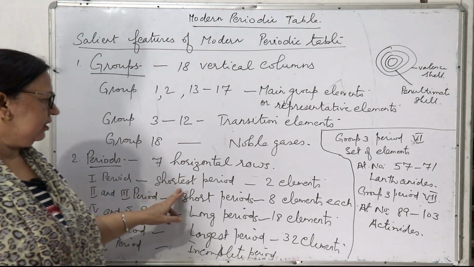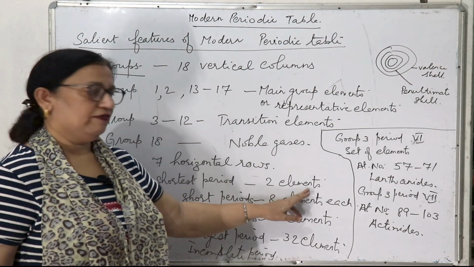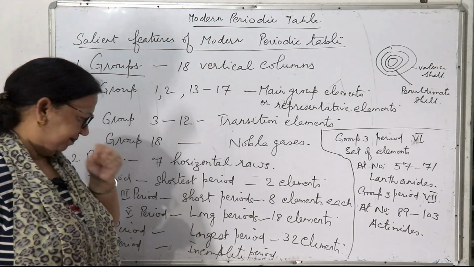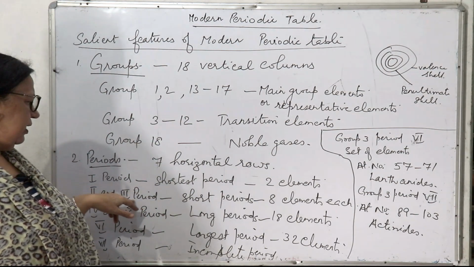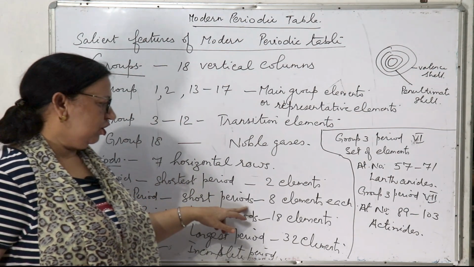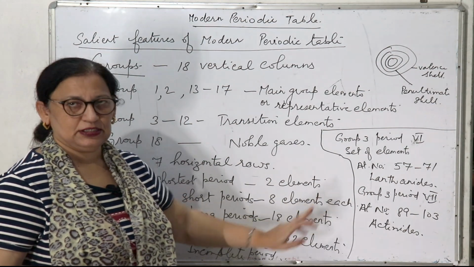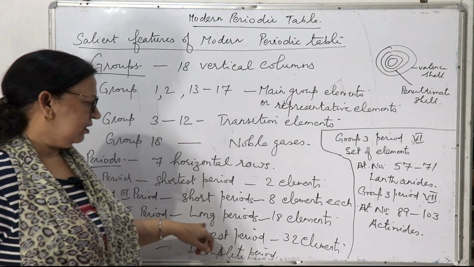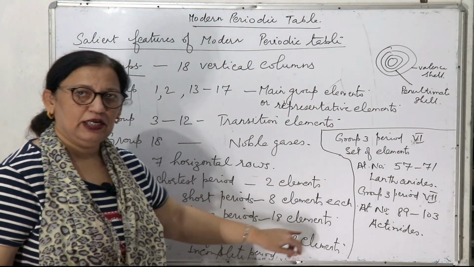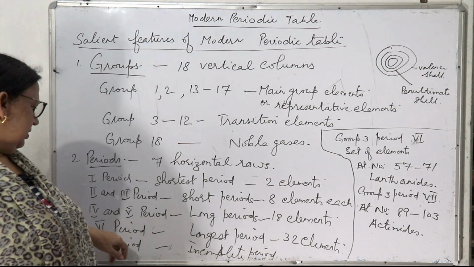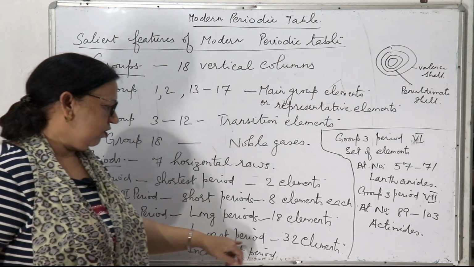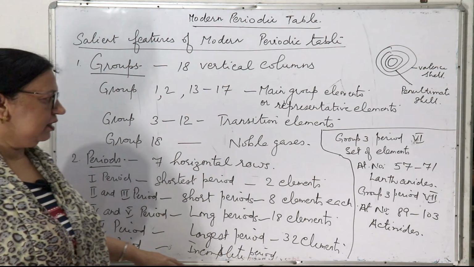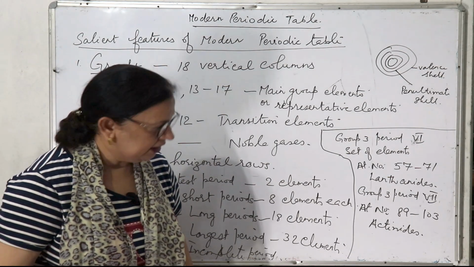The first period is the shortest period, having 2 elements. Second and third periods are the short periods having 8 elements each, and fourth and fifth periods are the long periods having 18 elements each. The sixth period is the longest period, having 32 elements, and the seventh period is still an incomplete period.